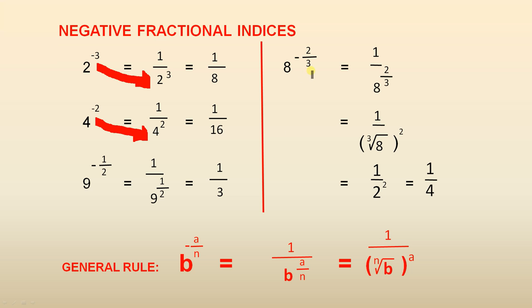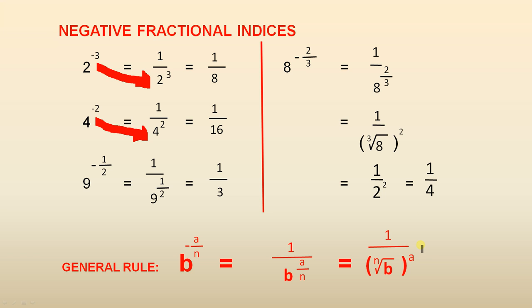8 to the power of minus 2/3 is 1 over 8 to the power of 2/3. All you do is change that sign from a minus to a plus. We know that 8 to the power of 2/3 is the cube root of 8, because of that 3. This is the denominator. So that denominator there means the cube root of 8, because of that 3, all squared, because of that 2. The cube root of 8 is 2, which is all squared. 2 squared is 4, so 1 over 2 squared is 1/4, and that's the answer.